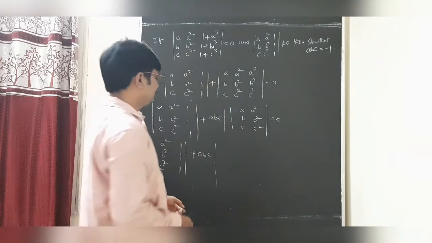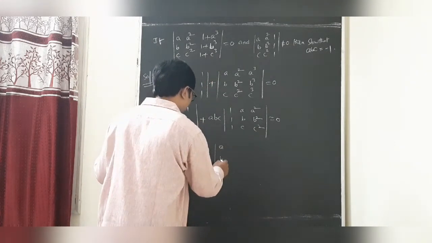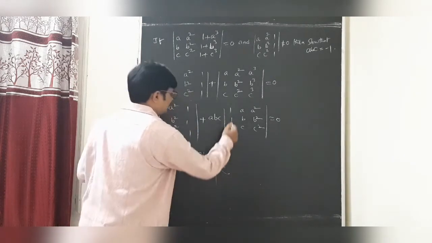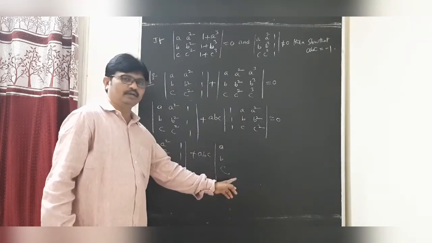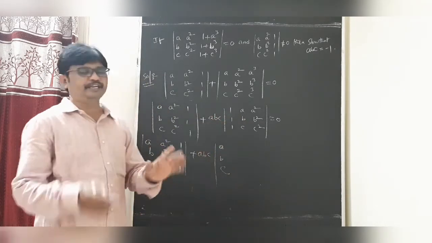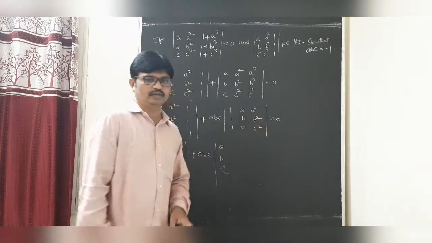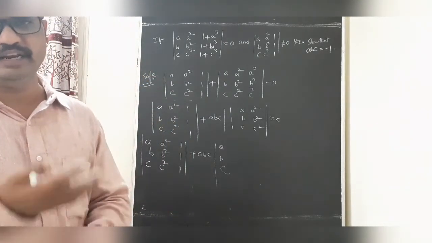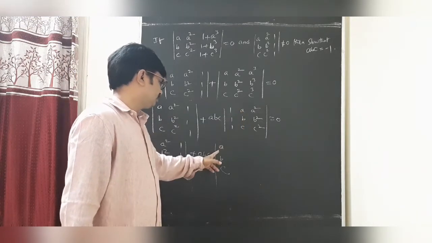So, students, first we interchange columns C1 and C2, that is A, B, C and then 1 1 1. Then we also interchange 1 1 1 and A square, B square, C square. So the interchange happened 2 times, and minus into minus is plus. First A, B, C is written in the first column.